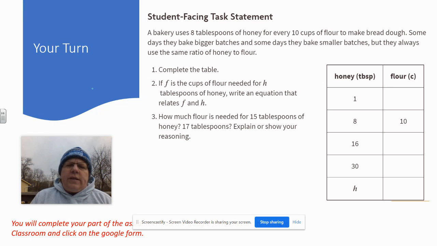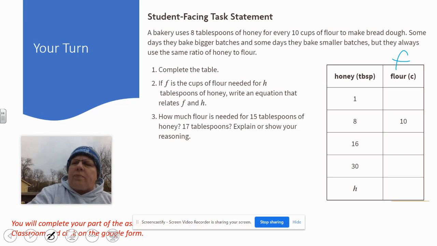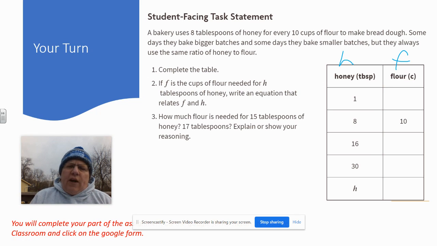Number 2, if F is the cups of flour needed for H tablespoons of honey, write an equation that relates F and H. That's just like looking at X and Y. And so in this case, my F happens to be right here, and my H happens to be right here. I'm still going to have a constant of proportionality, okay? And so instead of having X and Y, they're going to use the variables H and F. Same concept, okay? And number 3 is how much flour is needed for 15 tablespoons of honey, 17 tablespoons. Explain or show your reasoning.